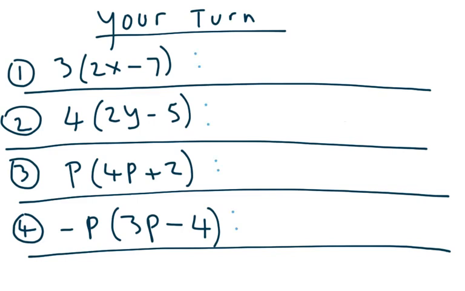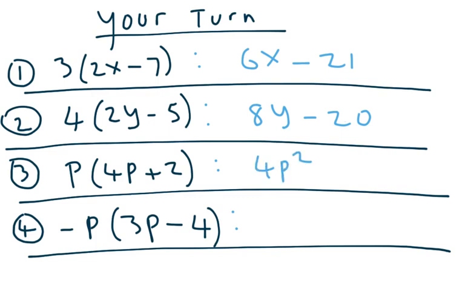Okay, let's just talk through the answers to these now. So we're going to have 6x minus 21. 4 multiplied by 2y is equal to 8y minus 20. p multiplied by 4p is 4p squared. And p multiplied by 2 is 2p, and it's plus 2p.